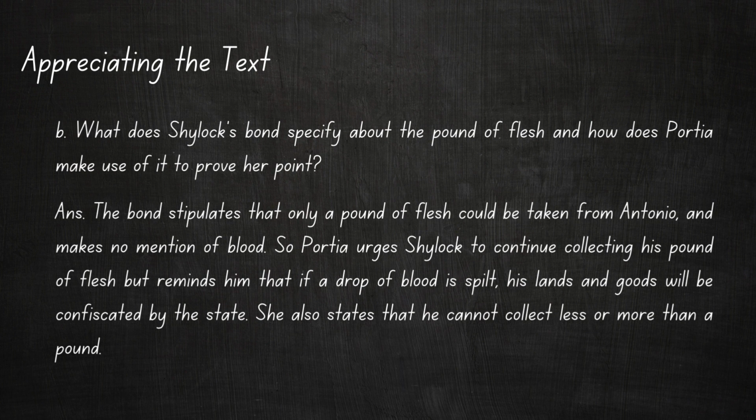Question B. What does Shylock's bond specify about the pound of flesh and how does Portia make use of it to prove her point? Answer. The bond stipulates that only a pound of flesh could be taken from Antonio, and makes no mention of blood. So Portia urges Shylock to continue collecting his pound of flesh, but reminds him that if a drop of blood is spilt, his lands and goods will be confiscated by the state. She also states that he cannot collect less or more than a pound.